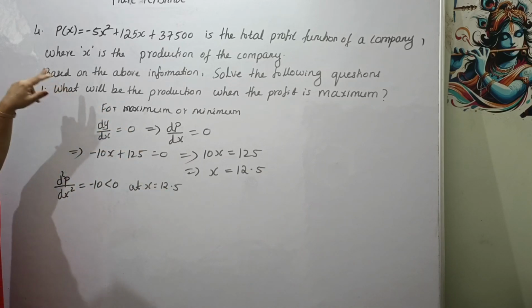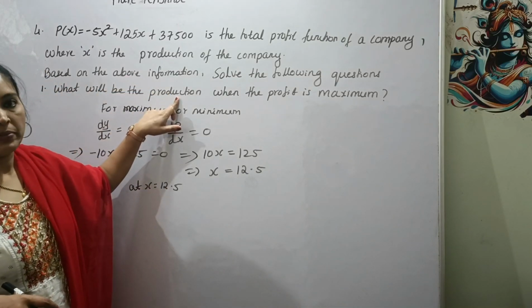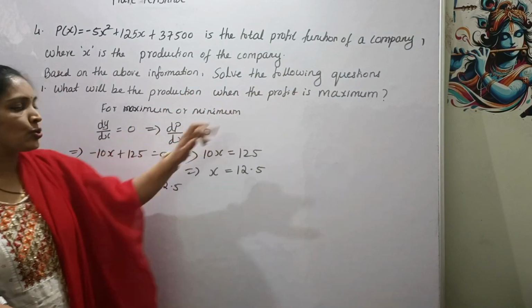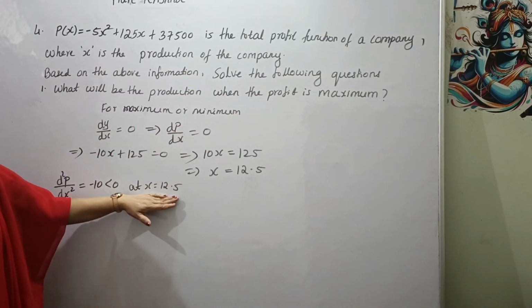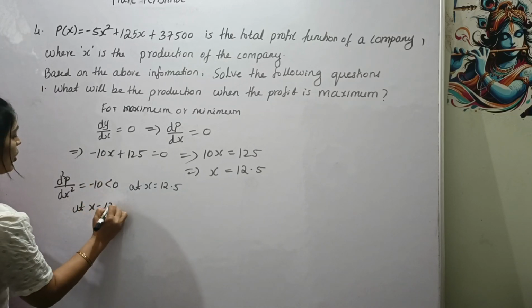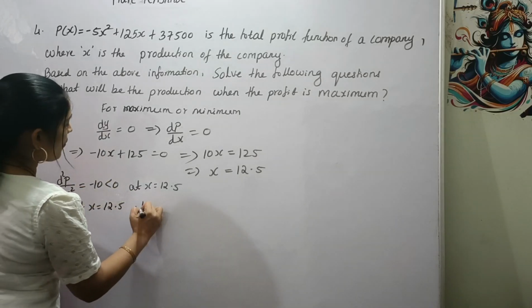So here our question is, what will be the production, means the value of x when the profit is maximum. So the answer is 12.5. Okay. So at x is equal to 12.5, P of x is maximum.